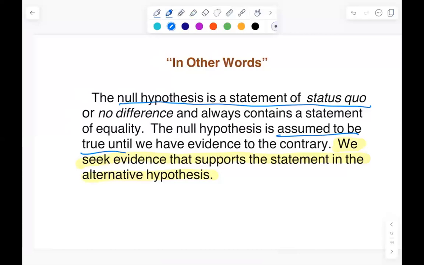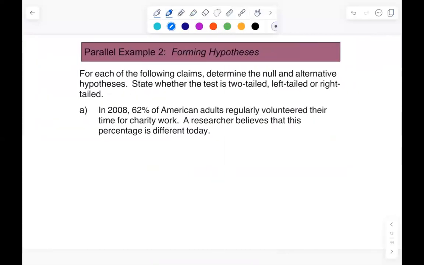Okay, let us do some examples. So we're going to talk about whether these are two-tailed, left-tailed, or right-tailed, and we're going to determine the null and the alternative hypothesis. So in 2008, 62% of American adults regularly volunteered their time for charity work. A researcher believes this percentage is different today. If you don't see greater than or less than, and you just see different, this is two-tailed. So this is two-tailed.